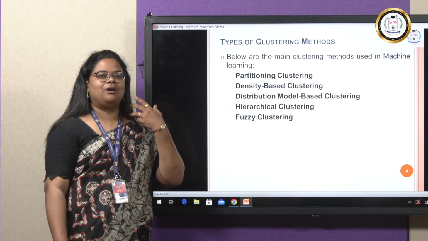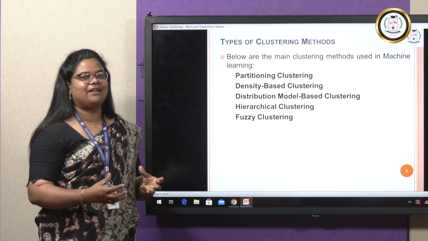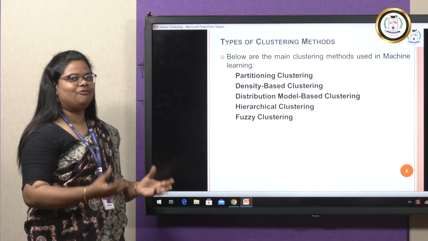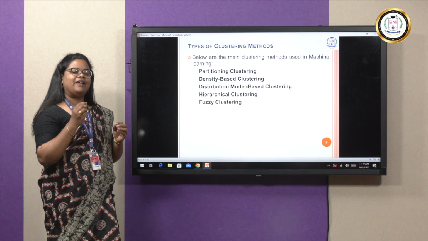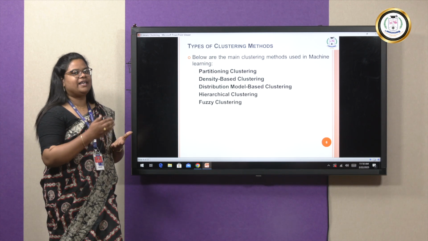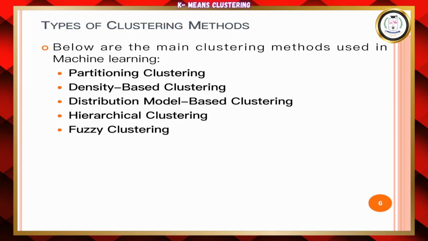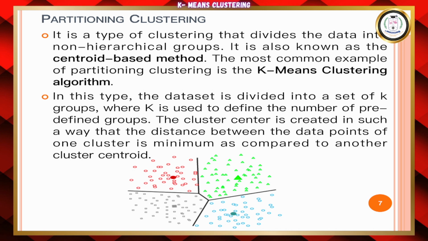How can we perform clustering on a particular data set, or what are the different methods available? We have a lot of methods according to the size of the data set, the variables in the data set and the type of the data set. So likewise, we can use different algorithms. We have different types: partitional clustering, density based clustering, distribution model based clustering, hierarchical clustering and fuzzy clustering. In this particular lecture, we are going to learn about partitional clustering.